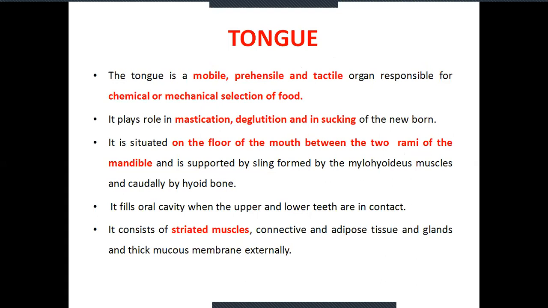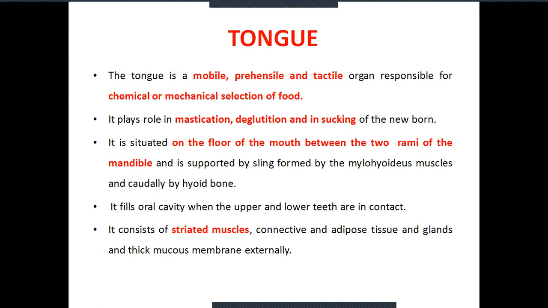If you see the tongue, it is a mobile, prehensile, and tactile organ. I told you that in the horse the lip is the prehensile organ. Prehensile organ means that which helps in catching or grasping the food. Here, in the ox, the tongue is the major prehensile organ, but in the horse it was the lip.